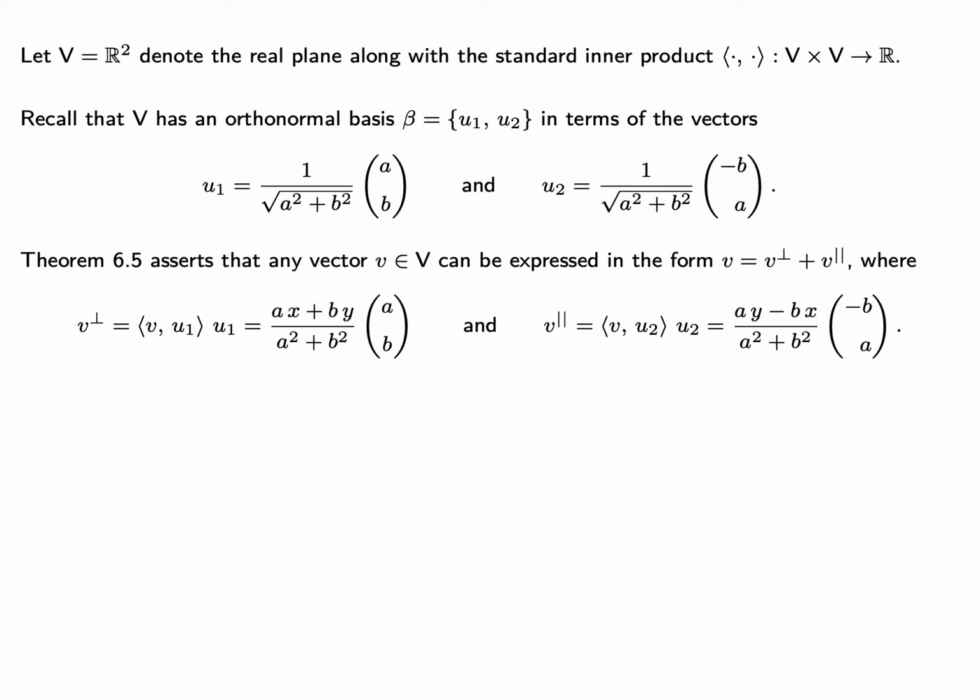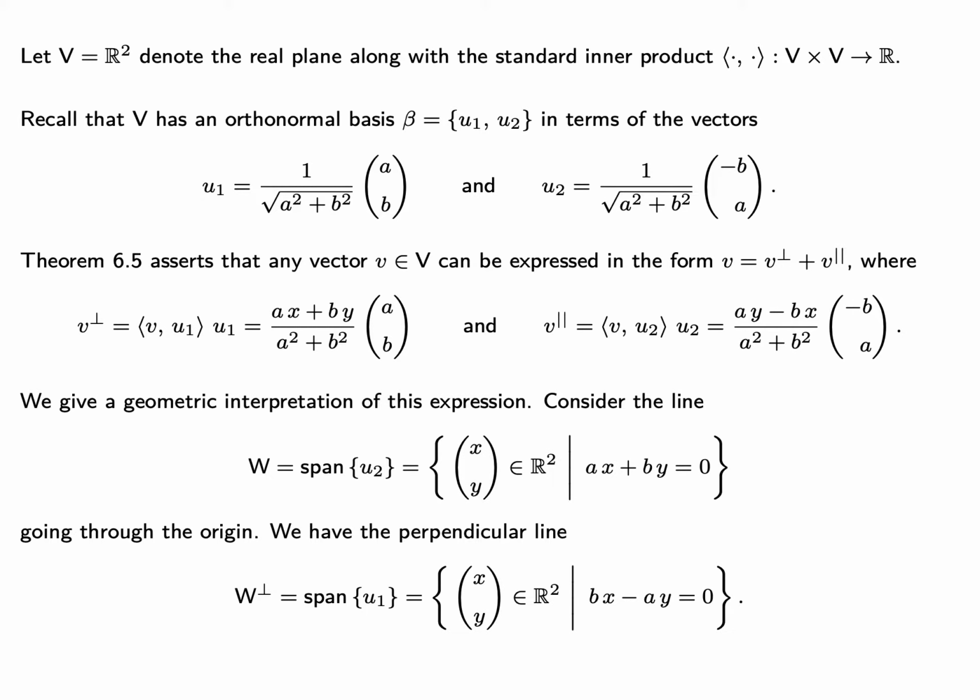The theorem we begin today's review with says that any vector, lowercase v, can be expressed uniquely as a linear combination of these two vectors, u1 and u2. Explicitly, let's denote the one on the left, which we'll call v perpendicular, as this vector in terms of u sub 1, and the second one on the right, which we'll call v parallel, in terms of a linear combination of u sub 2.